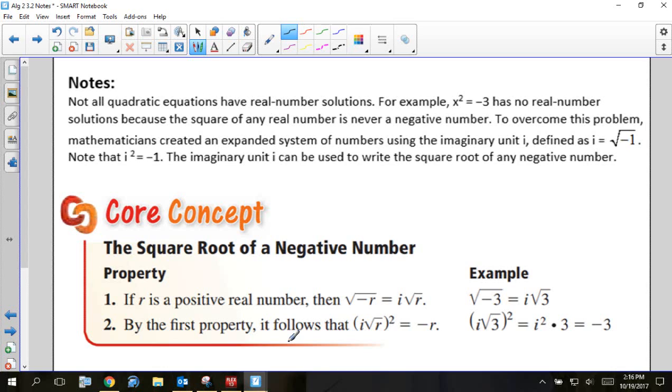So today we're going to learn about non-real answers. And non-real answers do happen in real life, even though they're imaginary. They do happen in real life.